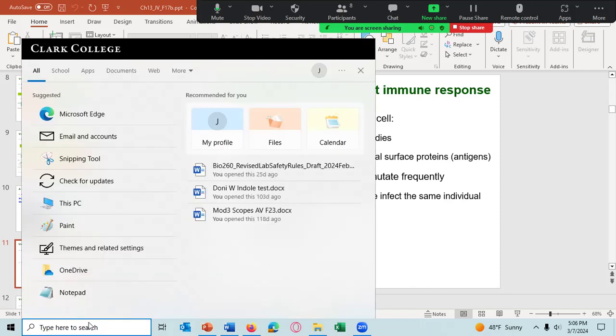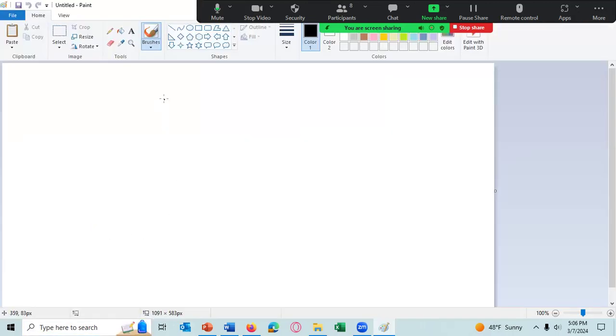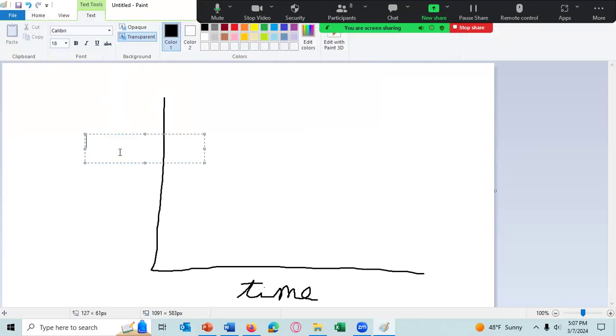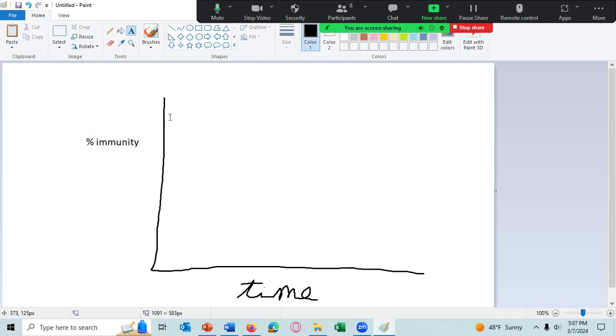Let me see if I can diagram what happens. When you first get a flu shot, this will be the time on the x-axis, maybe I can write that. A dot there, time. And then on the y-axis is the percent immunity, with 100% being, of course, total immunity. You never get 100%, but you get it high when you first get the flu shot. And then your immunity drops with time.